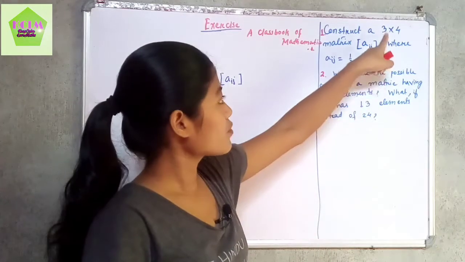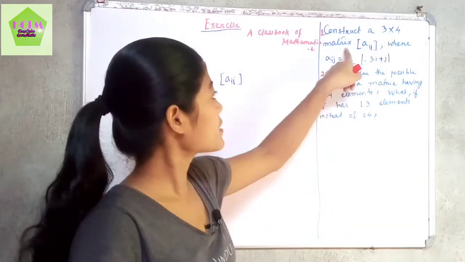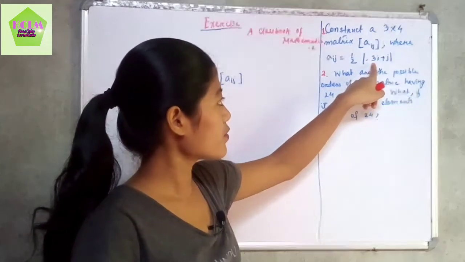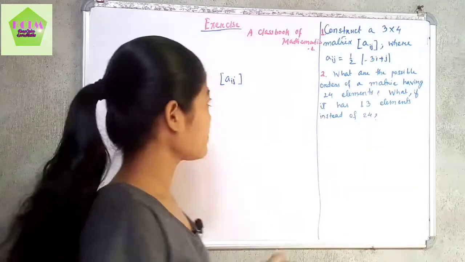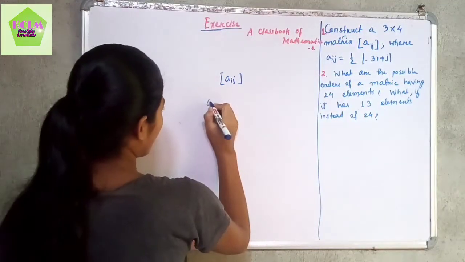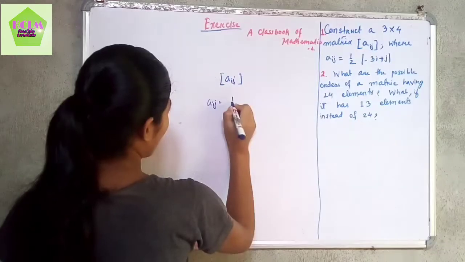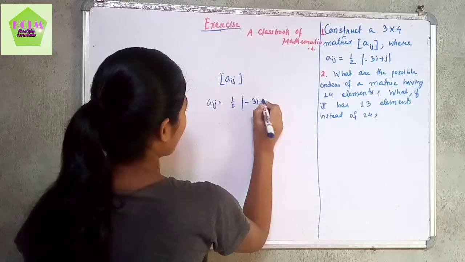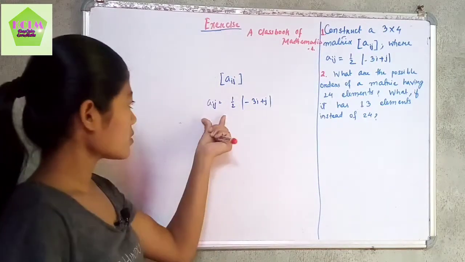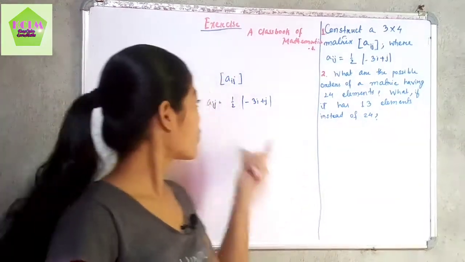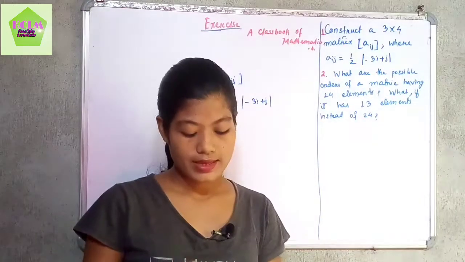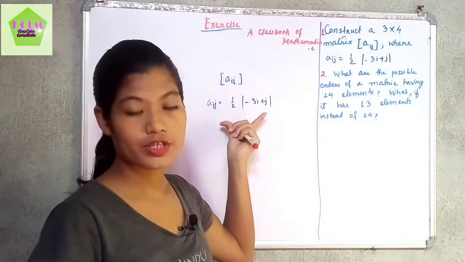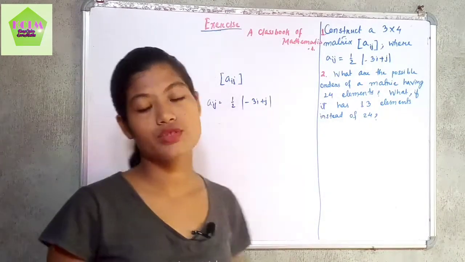So we have to form a 3x4 matrix where a_ij equals half of the modulus of minus 3i plus j. Here we are given a_ij equal to 1 by 2 into modulus of minus 3i plus j. So the elements are in this form. If a matrix element a_ij is given by a definition, we can form the matrix from that definition.